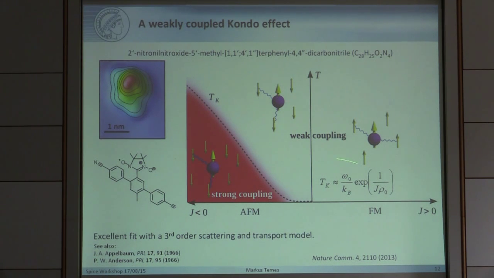We will see that this temperature is actually a good estimation for the Kondo temperature. There are other Kondo temperatures. And then you have the strong coupling limit, which was the actual Kondo problem.